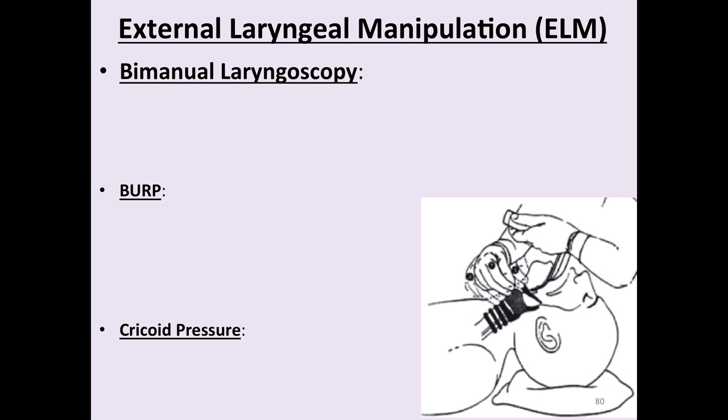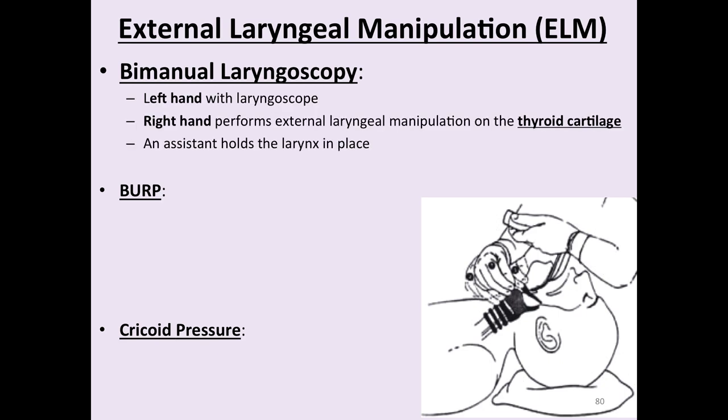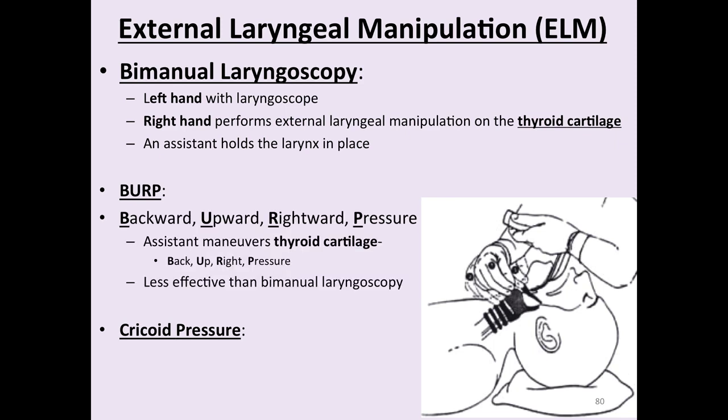So external laryngeal manipulation, there's sort of 3 types of this. There's the bimanual, which I'll show you next, which is basically the provider holds the laryngoscope with the left hand and holds the neck or the thyroid with the right hand and moves it around until he has his perfect vision. Then there's BURP, which is probably more classically taught, which is an assistant moves it backward, upward, rightward, with some pressure. And it's probably a little less effective than bimanual. It worsens the view 40% of the time, makes it better 60% of the time, which isn't the best.